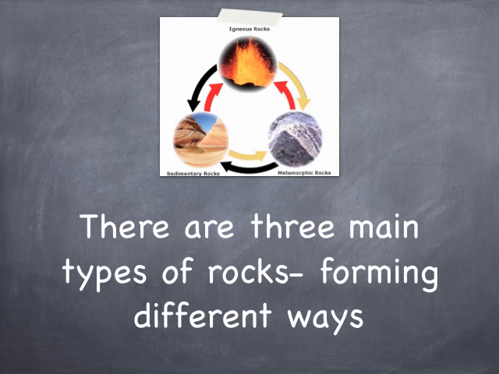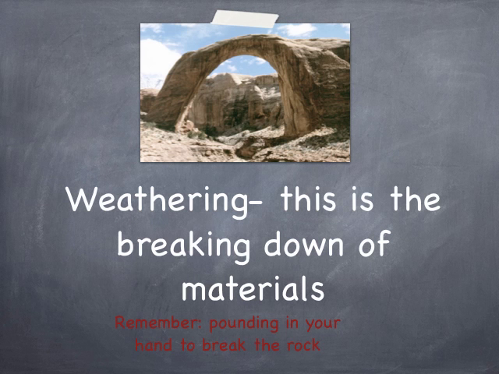There are three main types of rocks: igneous, metamorphic, and sedimentary. Each of them form in a very different way. So we're going to talk about how they form and what makes them different. But before that, let's look at weathering. And I don't mean weather in the atmosphere. I mean weathering as the breaking down of rock material.